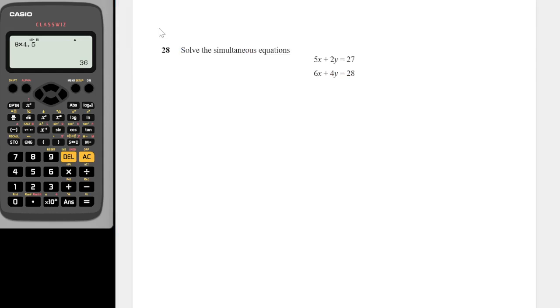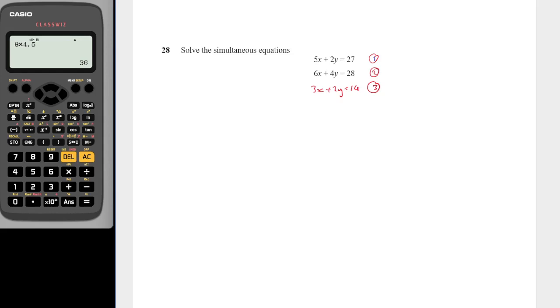Okay, question 28. Solve the simultaneous equations. To solve simultaneous equations, we either need to make our x coefficients the same or our y coefficients the same. Interestingly here, I very rarely show this as a method because normally we don't have numbers that we can do this with. I can actually simplify this second equation. If I divide everything by 2, that would give me 3x plus 2y is equal to 14. So now I've got my y coefficients the same value.